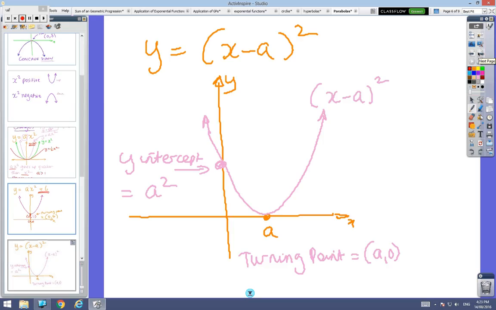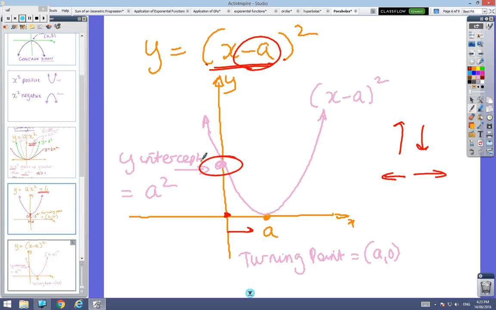The other change we can do is instead of going up and down, we can go sideways. So if I put it in brackets, the sideways change is the opposite number. So instead of being at 0, 0, it's pushed across to a, and it's still going to be the cup shape. To get the y-intercept, y-intercept is when x equals 0, and so you just end up with minus a squared, minus a times minus a, and that equals positive a squared, and we'll have an example in a sec. Okay, so copy that down and come across when you're ready.